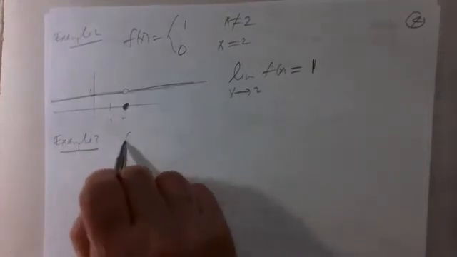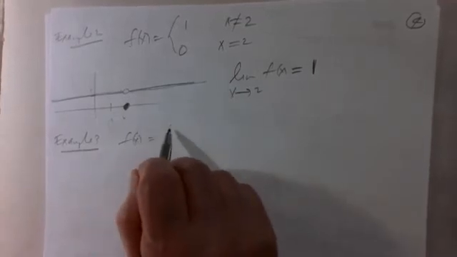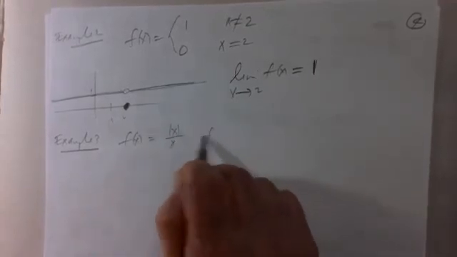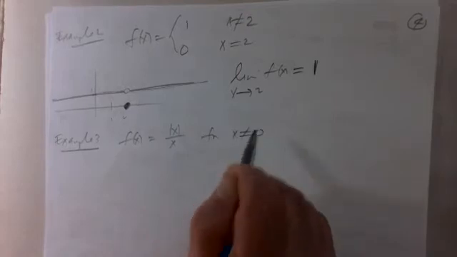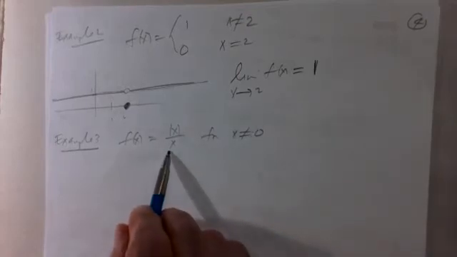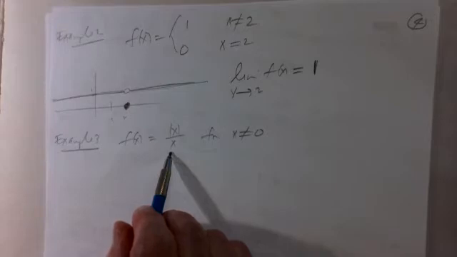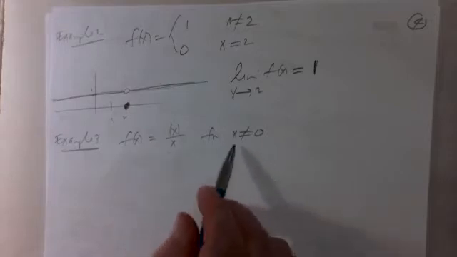Example 3. Suppose we take the function f of x equal to the absolute value of x over x, for x not equal to 0. Again, you can't divide by 0, so this function is not defined for x equal to 0, but everywhere else it is defined. That's what it is.